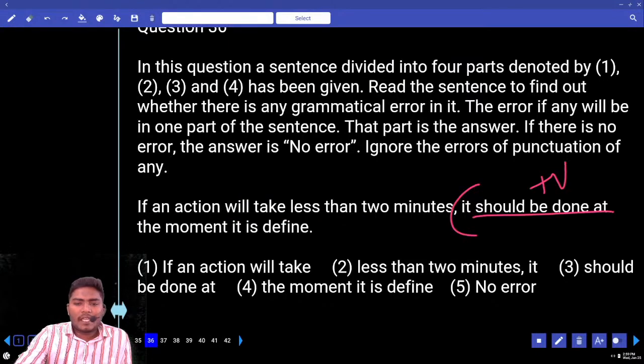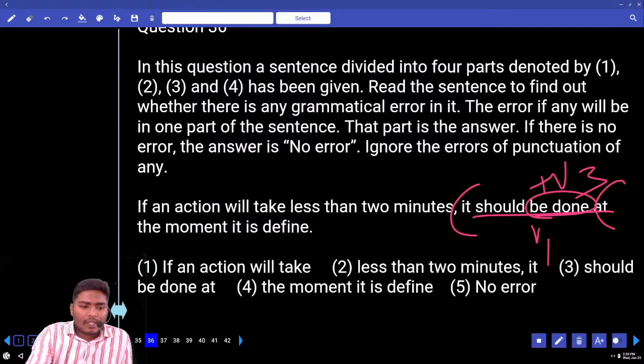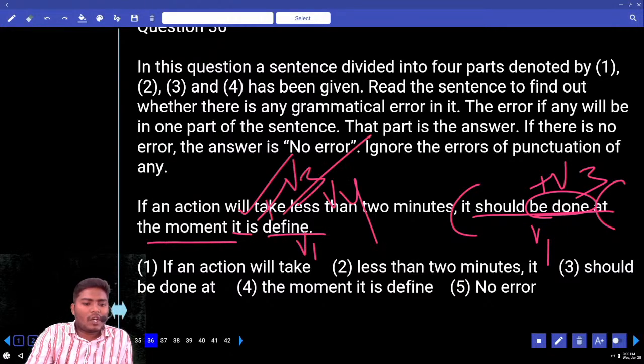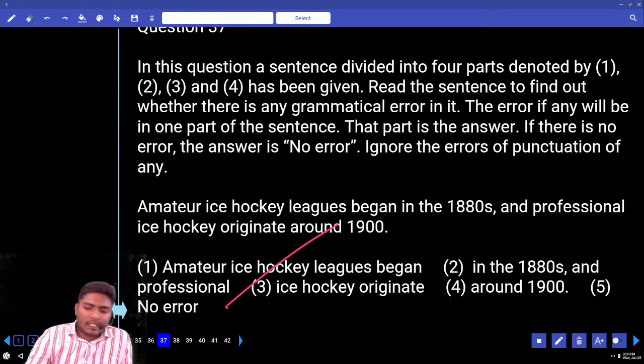Should be is followed by V3. Should is a modal verb. It can be used with V1 or be plus V3. That is the rule we have. Should be done at the moment it is defined. Define is V1, right? Now its combination is okay, but is followed by V3 or V4. So what do we need here? The moment it is defined. This is a major error. Let us consider only the fourth one. Move to 37.